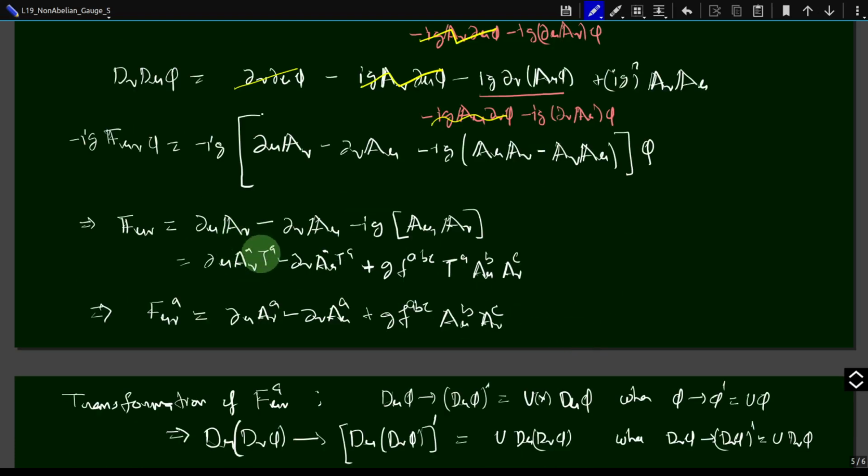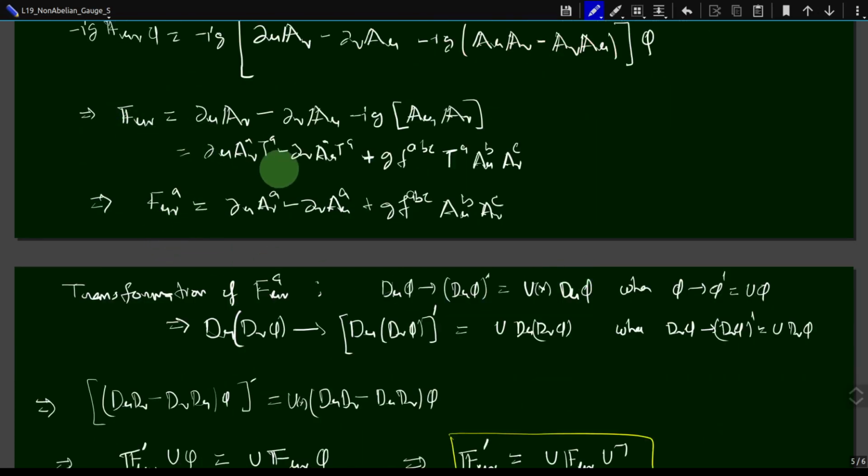Okay. And when I write in terms of matrices, it is del mu A nu A TA minus del nu A mu A TA. And here when I put this commutator, it becomes G times F ABC TA A mu B and A nu C. So this order really matters. So B and C will be like mu and nu, because this F is a totally antisymmetric guy. Okay. And now I can take all the TAs common. That was the reason why I used this kind of dummy notation. Then the A-th component of F mu nu becomes del mu A nu A minus del nu A mu A plus G times F ABC A mu B A nu C. Okay. So this extra piece comes only because of the non-abelian nature of the symmetry transformation.